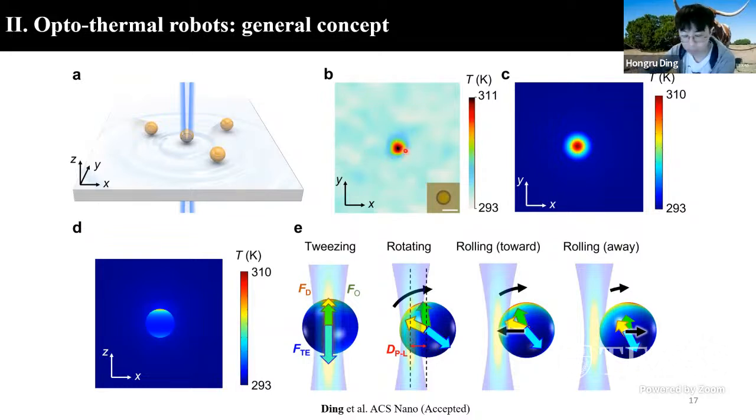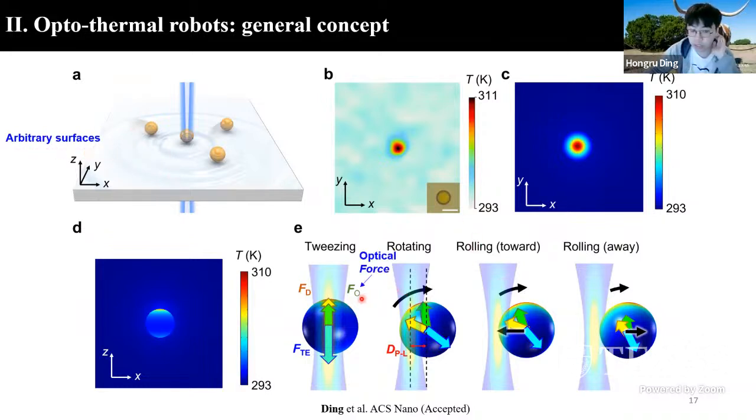So the difference compared to the previous project is that we established the temperature field on the particle instead of the substrate. As you can see, this is the measured temperature distribution. And again, we achieved the tweezing, rotating, rolling, and also shooting, and I do not put it here. The major difference, as I mentioned, is the surface. It can be arbitrary surface.